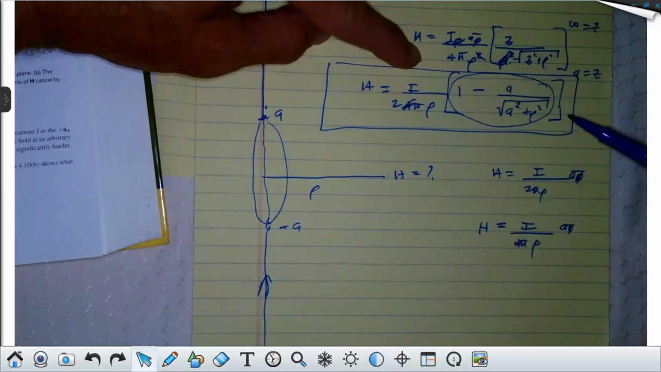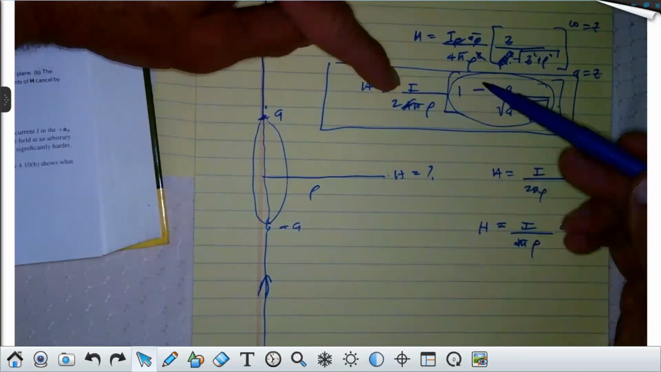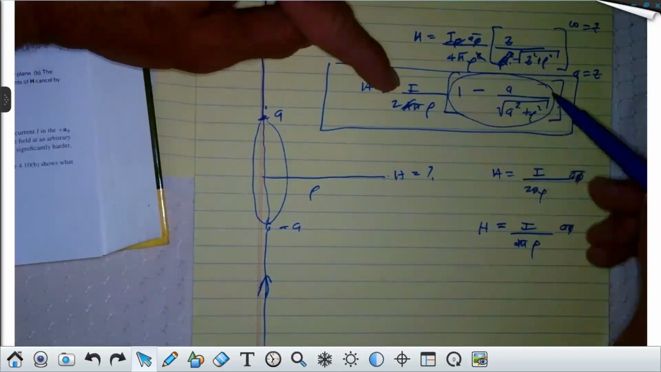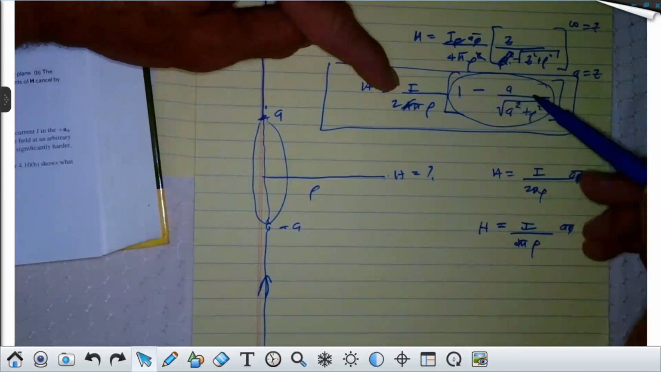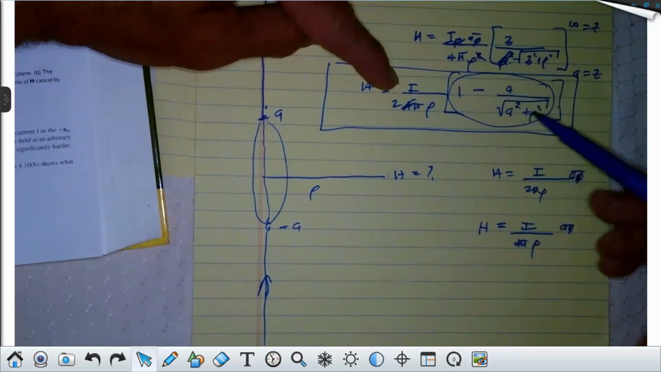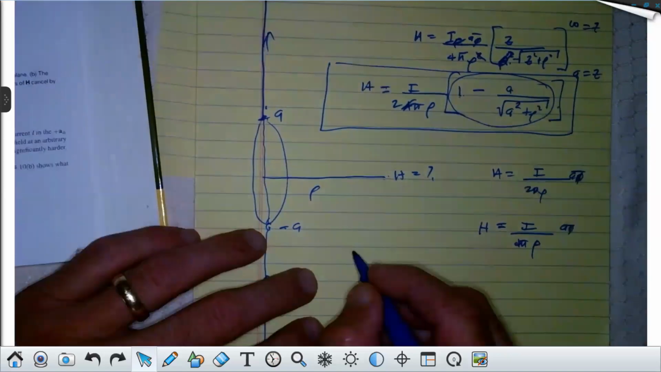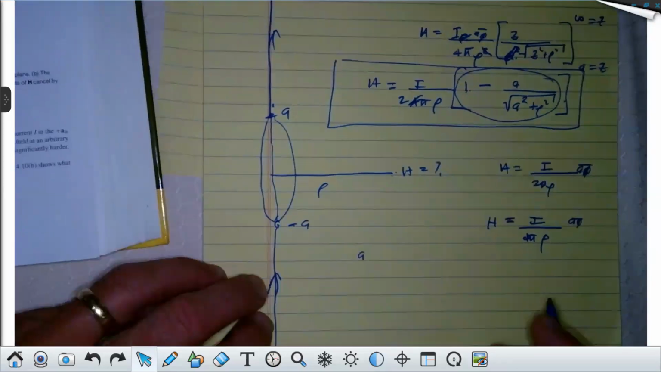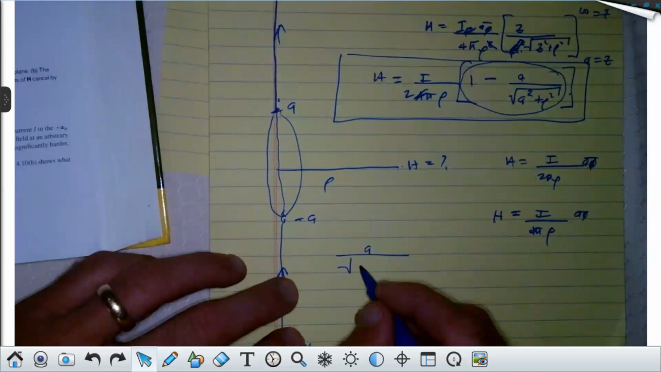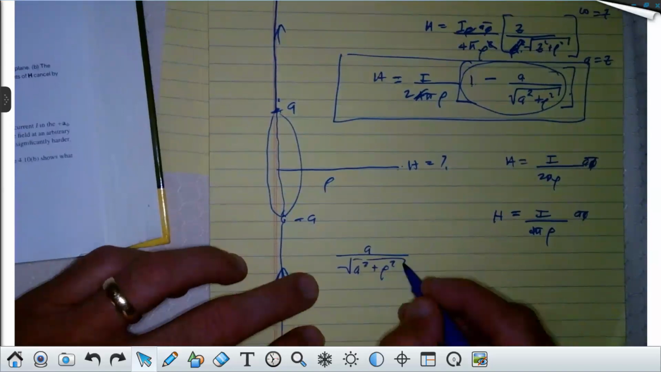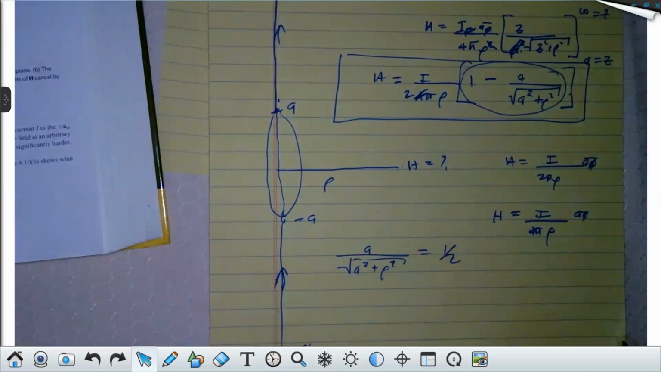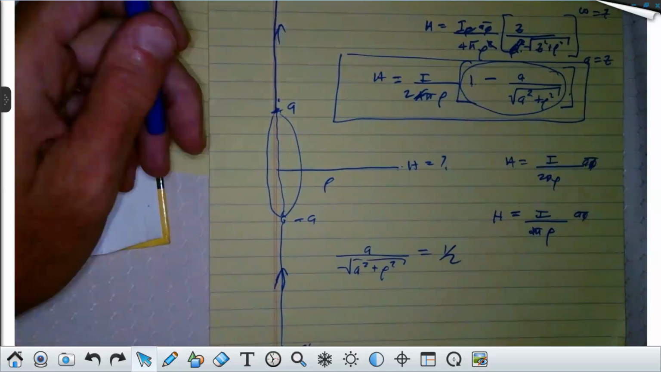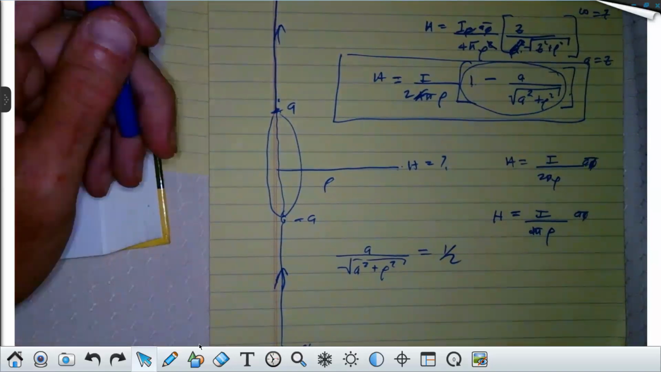Right? Because I want this value, I over 4 pi. Well, I've got I over 2 pi, means I have to multiply it by 1/2. To make that 1/2, 1 minus something is 1/2 means that something is 1/2. So this term, A over the square root of A squared plus rho squared, has to be 1/2. And did they ask you for the value of A? Is that it? Or rho? A. A, well, now you can do what?